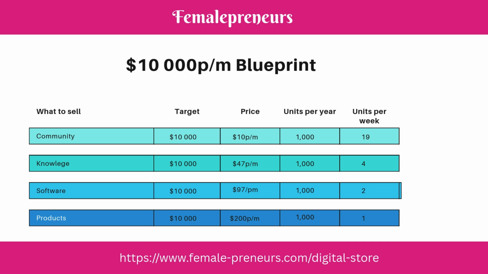What to sell, like a lot of people are saying, what do I sell, right? You can create a community, and then people can enter your community for $10 a month. Your target is to make $10,000. They're going to pay $10 a month. The units per year that you need to sell is 1,000, and you would need to make 19 units per week. So you need to get 19 people to enter your community.